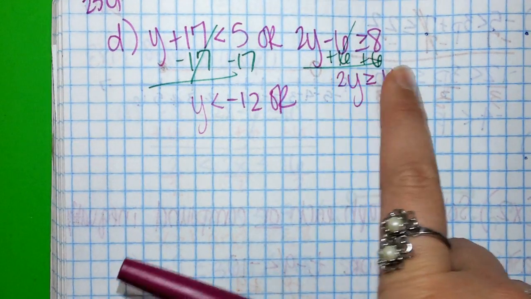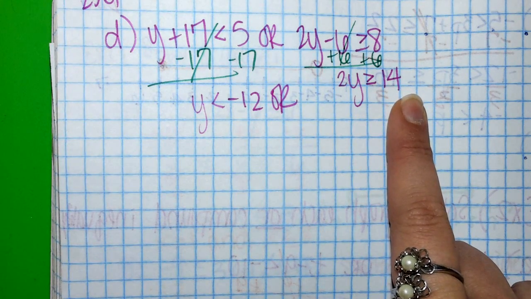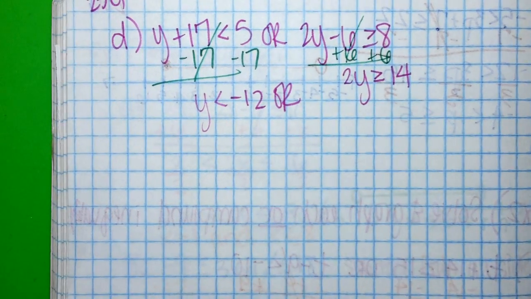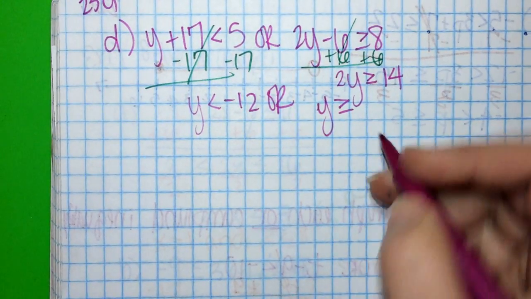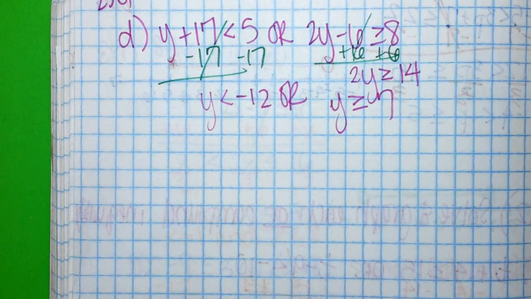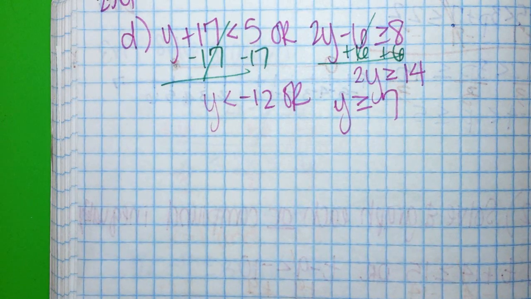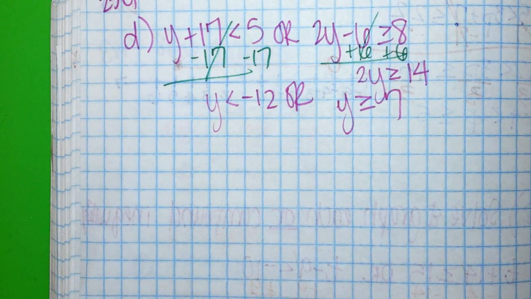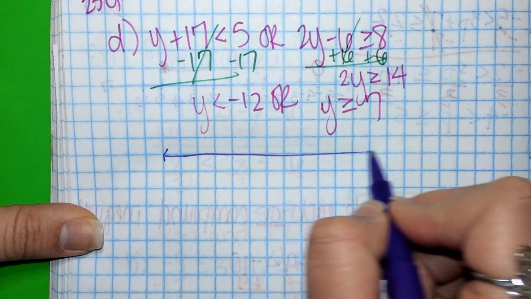Alright, so here I added 6, and I got 2y is greater than or equal to 14. Am I done? No. What would I do now? Divide by 2. Awesome. So what is y? What is y greater than or equal to? Fantastic. Greater than or equal to. But we don't just say equal to. We got to say both. Because if it was equal to, it would just be one answer, correct?